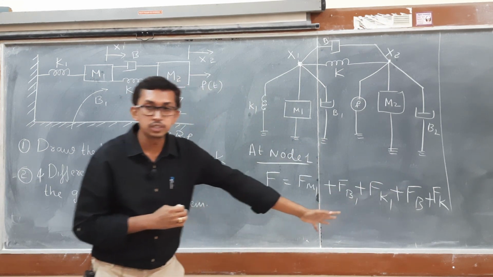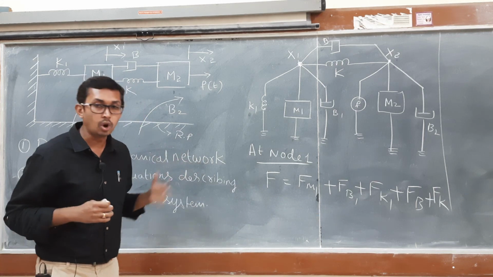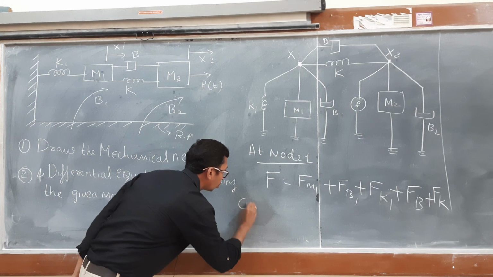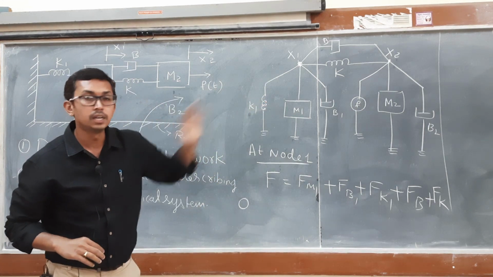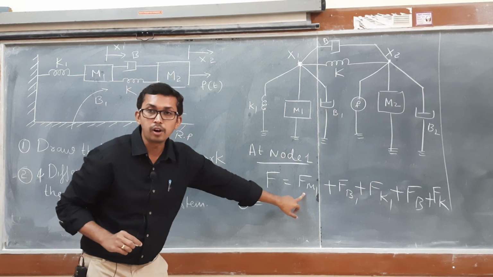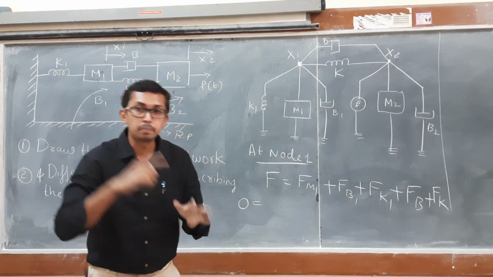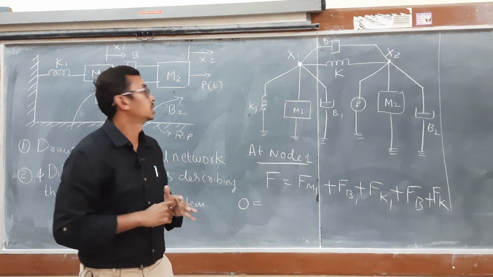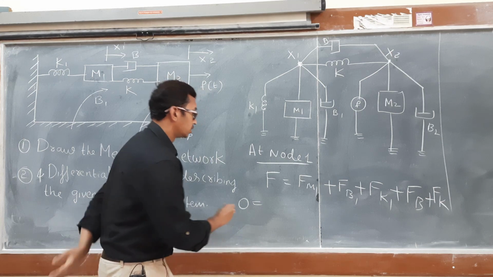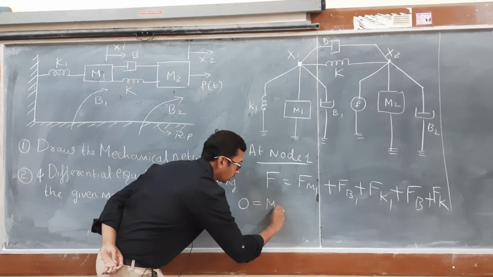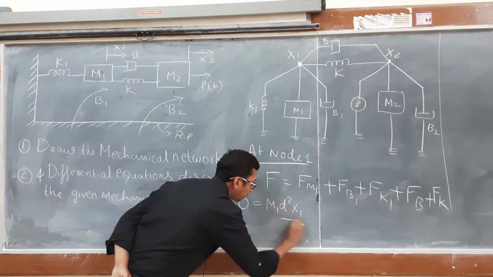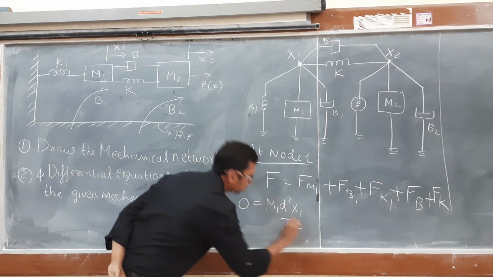Now we need to write the differential equation for this. Yesterday I told you how to write this. What is the applied force here? There is no applied force, so that is equal to 0. Next, what is F of M1? Mass is proportional to the acceleration. Here it corresponds to which node? X1. Therefore, this will be M1 d square x1 by dt square.